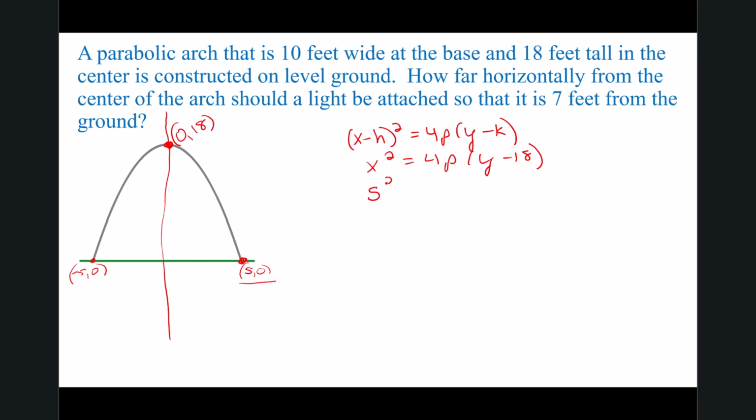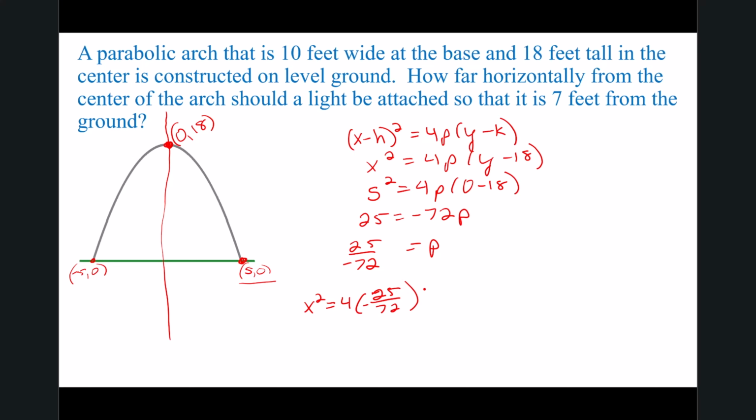If I put in 5 for x and 0 for y, I should be able to find p. So I have 5 squared equals 4p times (0 minus 18). So 25 equals negative 72p, and p is 25 over negative 72. So my equation looks like x squared equals 4 times 25 over negative 72 times (y minus 18). So that's the equation for my parabola.